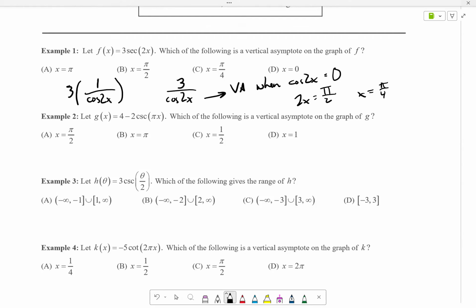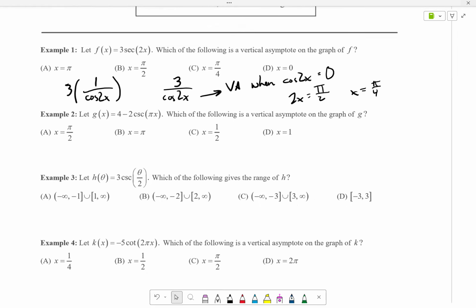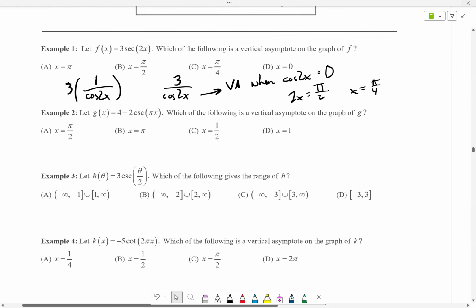Now there are other answers. Instead of pi over 2, we could put 3 pi over 2, right? Pi over 2, 3 pi over 2, or 5 pi over 2, something pi over 2. Let me start with the smallest one. We haven't talked about the inverses yet, and that's one reason I did this without the inverse.